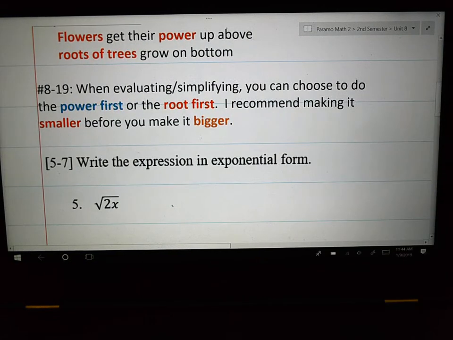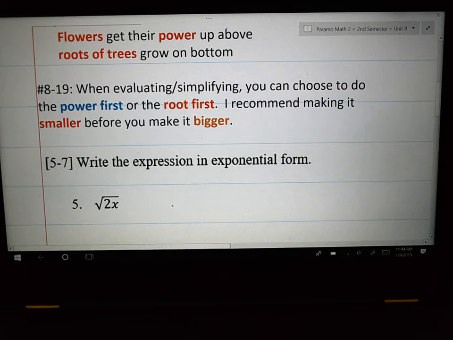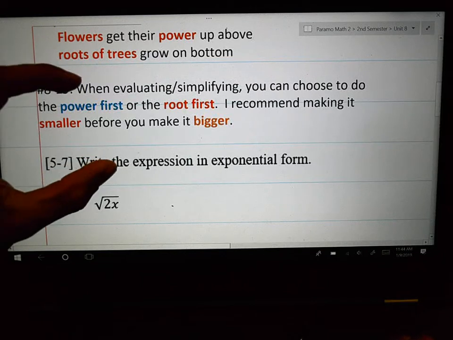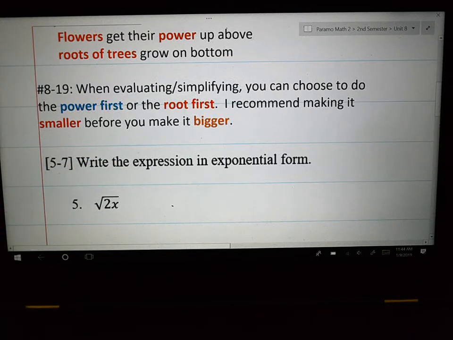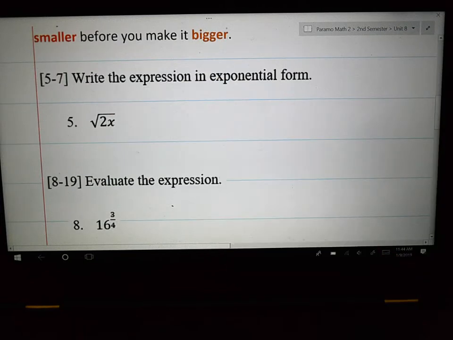Anyhow, the majority of your problems are going to be about how to simplify. For numbers 8 through 19, I'm going to recommend dealing with the radical part first and then the exponent part second. So I'll show you how to do that. First question is number 5. Write the expression in exponential form. So this is in radical form. We now need to put it in exponential form.